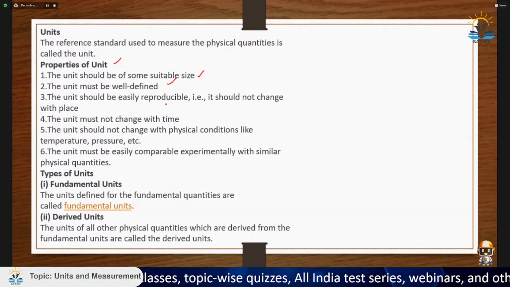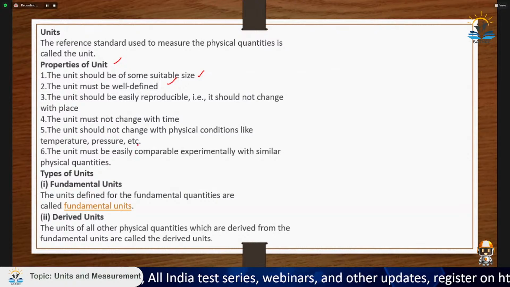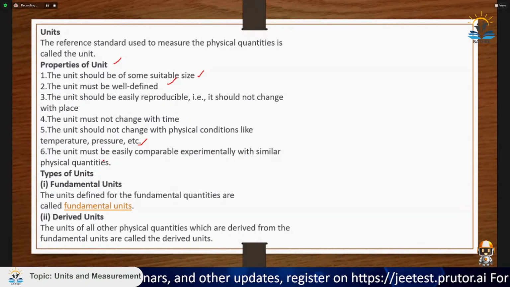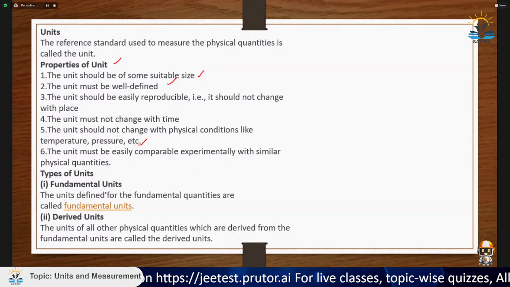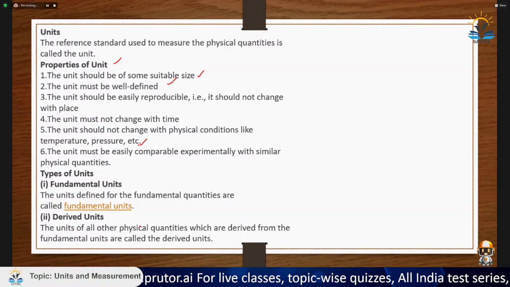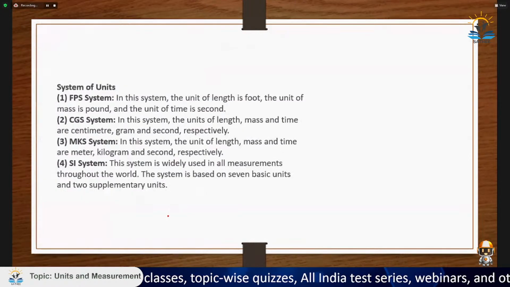Then that's what it says here. The unit should be easily reproducible and it should not change with time. It should not change with physical conditions like temperature, pressure, etc. Then it can be compared experimentally with similar physical quantities. Like a meter can be compared with a kilometer because 1 kilometer is equal to 1,000 meters. Then units are also of two types: fundamental and derived. Derived units are those which can be derived using fundamental units. These are not very useful, but you should know the definition.